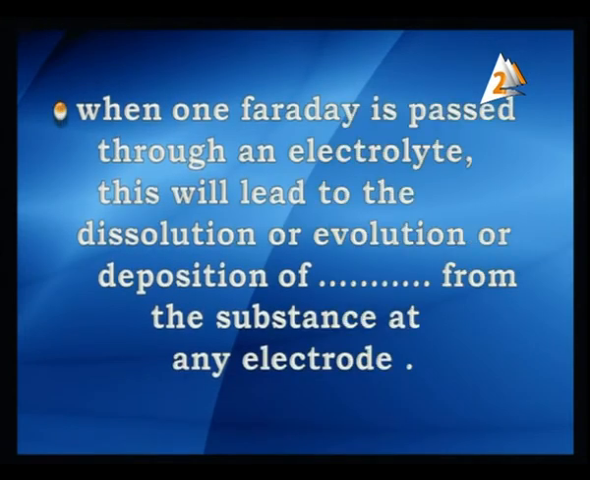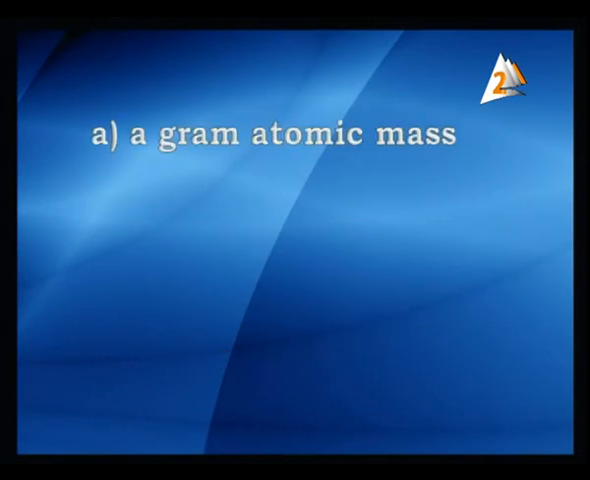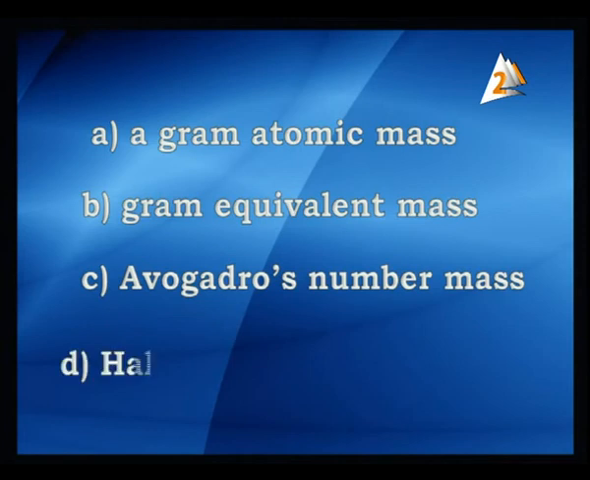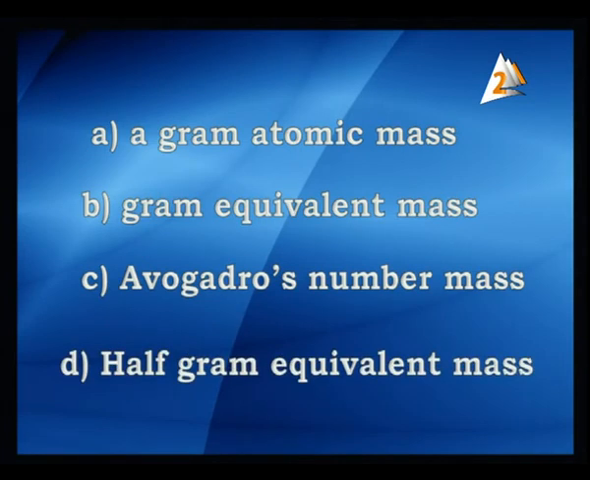Another type of question: choose the correct answer from the following to complete the phrases. When one Faraday is passed through an electrolyte, this will lead to dissolution or evolution or deposition of space from the substance at any electrode. Which one of them? Here we have A, gram of atomic mass; B, gram of equivalent mass; Avogadro's number mass; or half gram of equivalent mass. It's very, very clear to us: it is gram equivalent mass. Excellent. This is Faraday's law.